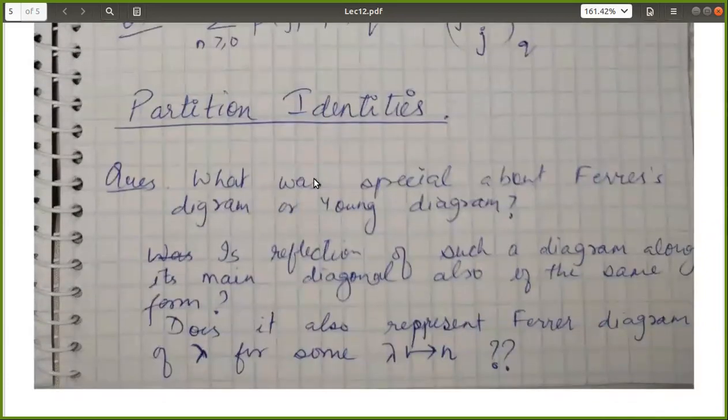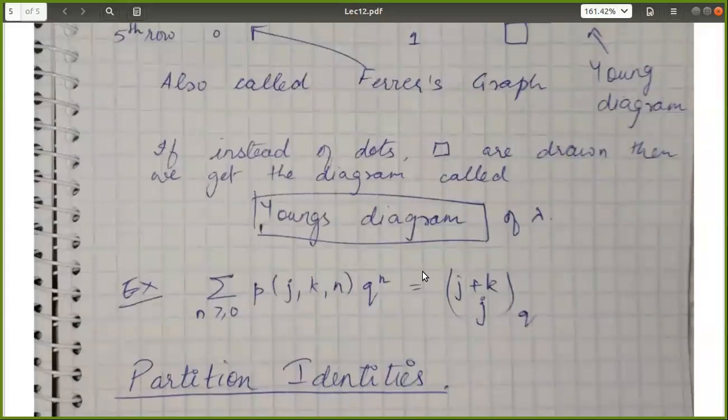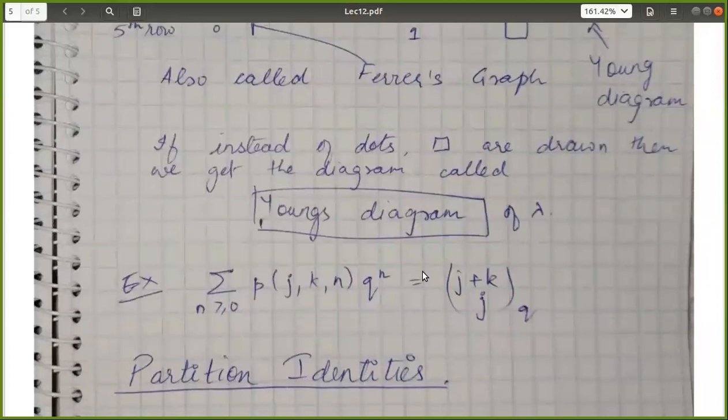Oh, I did not even scan the next page. Sorry. So there was one more page in my notes. Okay, it's okay. That can stay here.